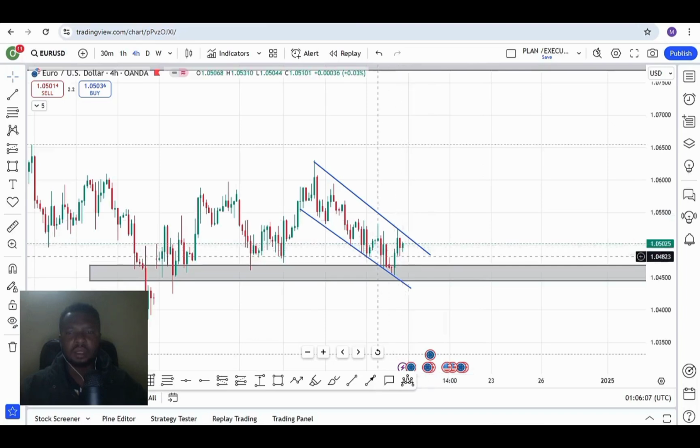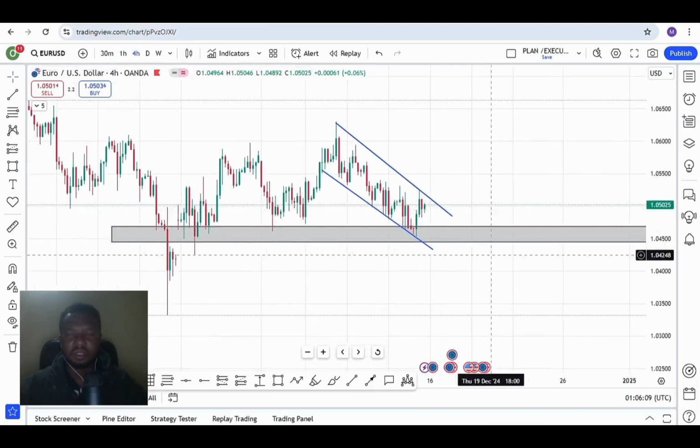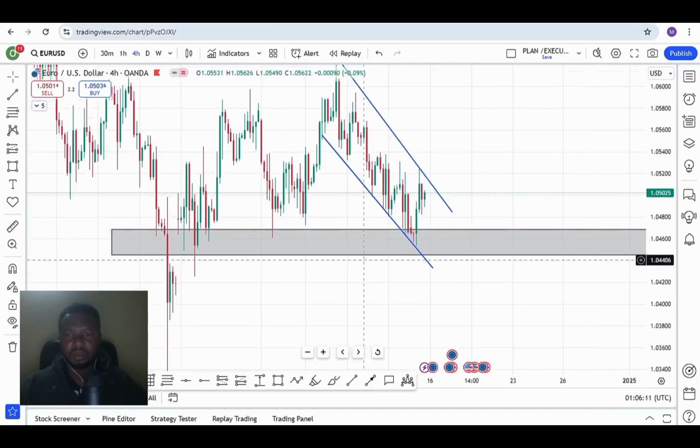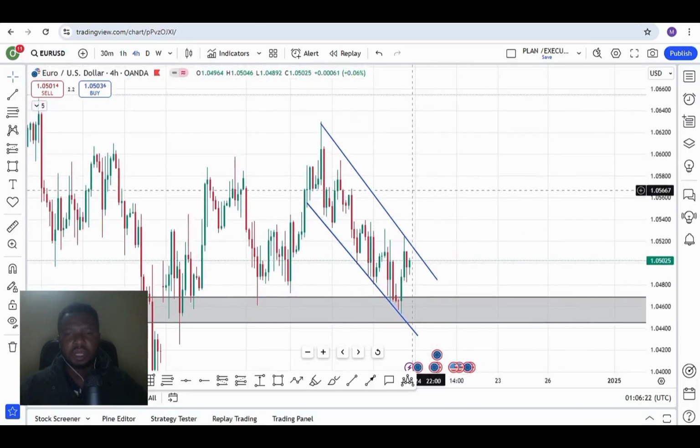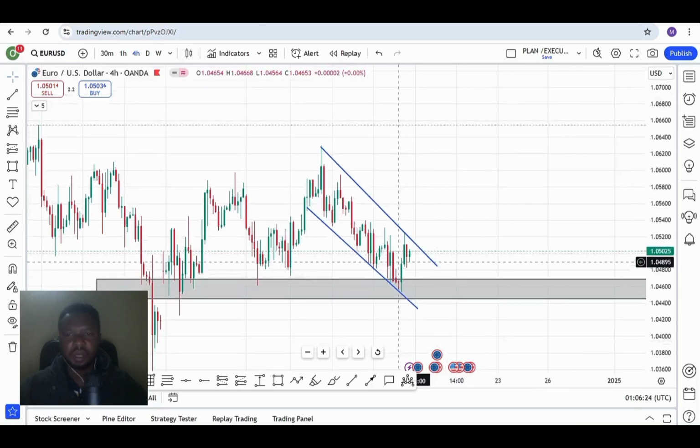And if you can see, we have this bullish candle formation here. These are the buyers coming into this market from this support. See, they have pushed the market up. We have this bullish engulfing pattern. So we are hoping that in the course of the week, price will start moving up to the upside.